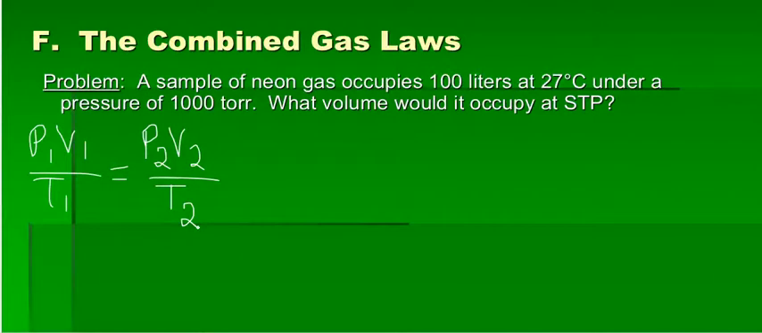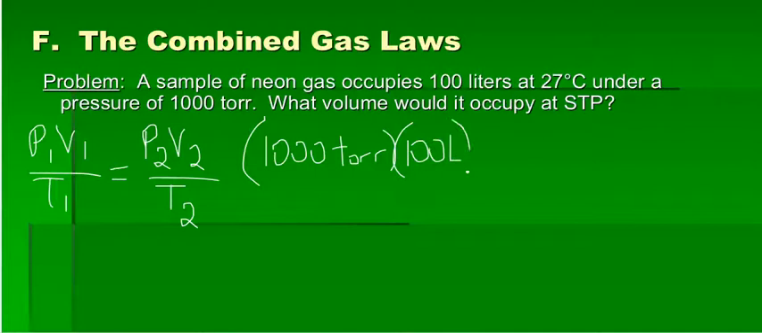So we have a sample of neon gas, and you notice that the volume, the temperature, and the pressure all change. We want to know what the new volume will be. Well, P1 is 1,000 torr. We can go ahead and leave that in torr. V1, 100 liters. T1, 27 degrees Celsius, that has to be, again, in Kelvin. So you add 273.